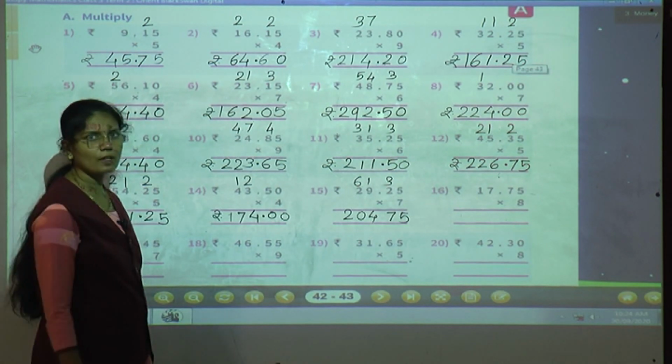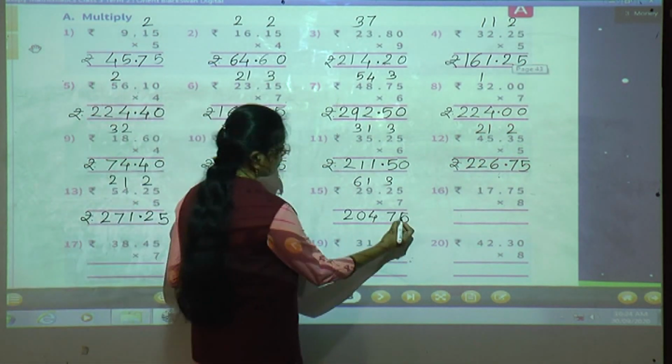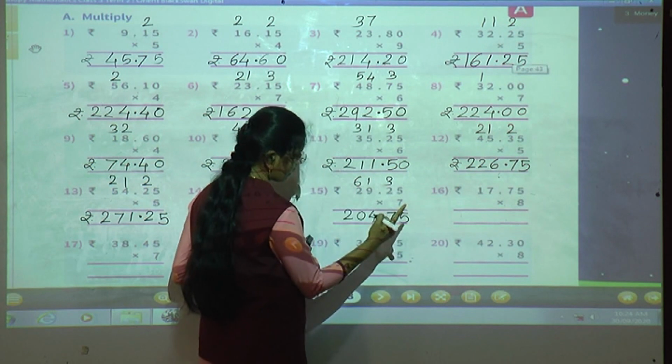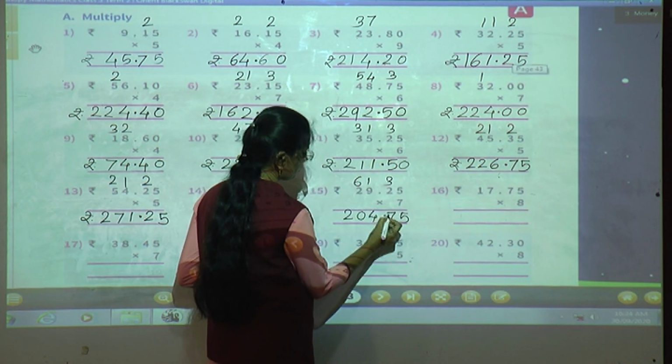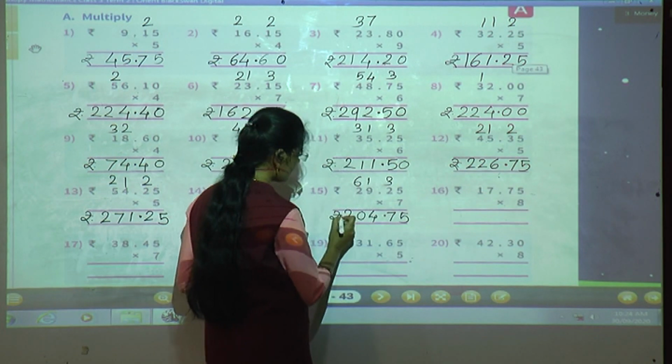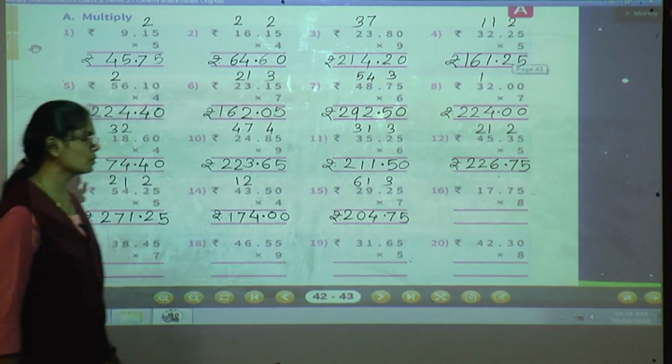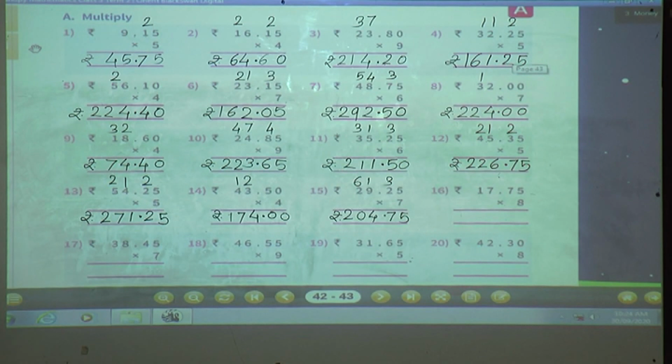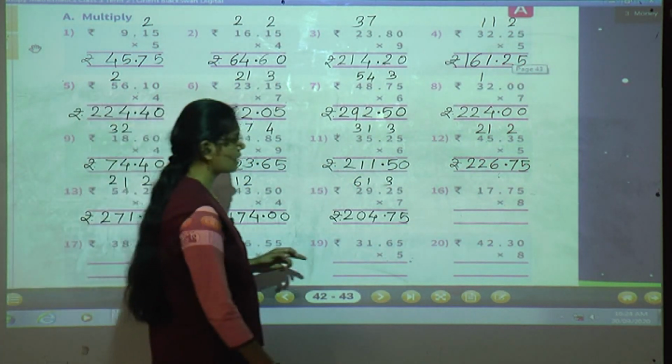Where will you give the dot? Okay. Then before the second digit from the right side. So before 7 we have to give a dot. So what is the answer? Rupees 204.75. What is the answer? Rupees 204.75. Okay, clear? Okay. Now see the next example.